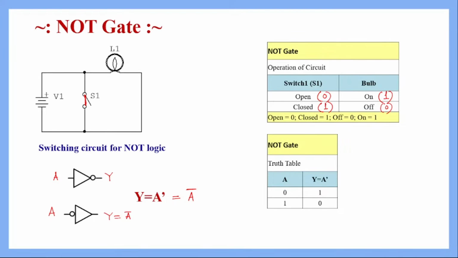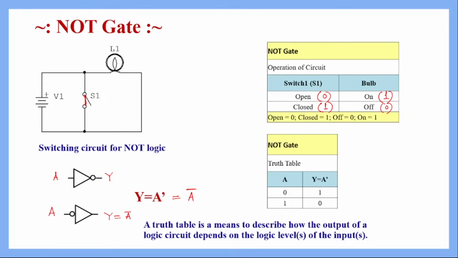And this is the truth table of NOT gate. And what is a truth table? A truth table is a means to describe how the output of a logical circuit depends on the logical levels of the inputs. So what we can see in this truth table is, when the input is 0, output is 1, and when the input is 1, the output is 0. These are not the actual values, these are the logical levels, logical low and logical high.